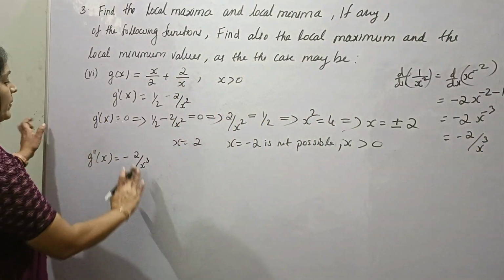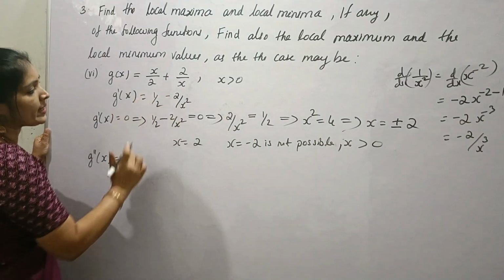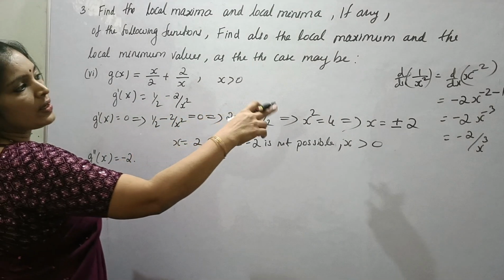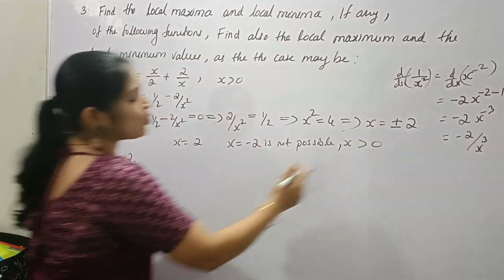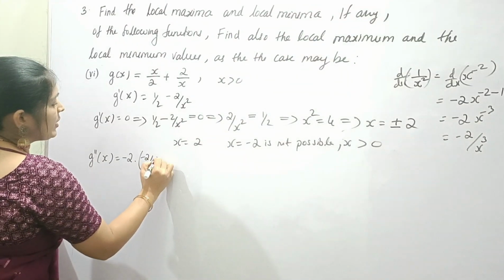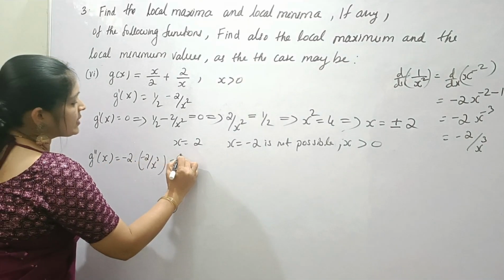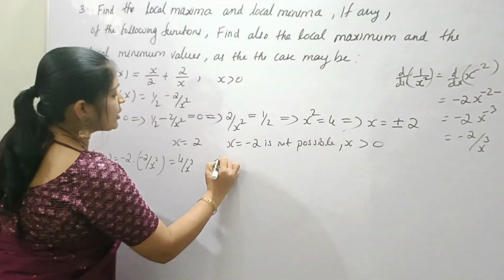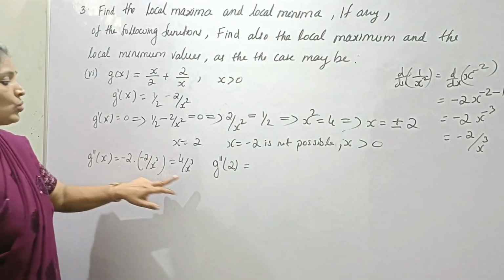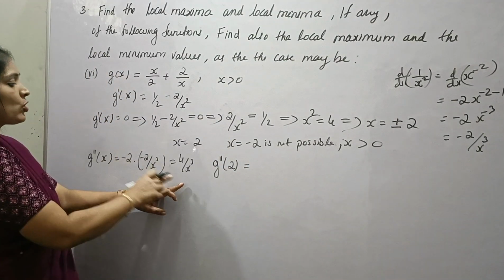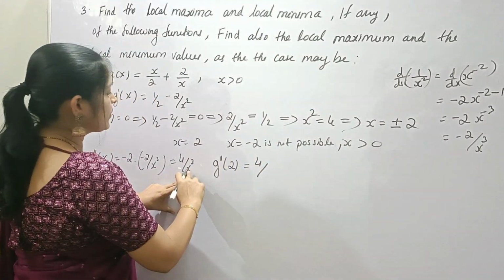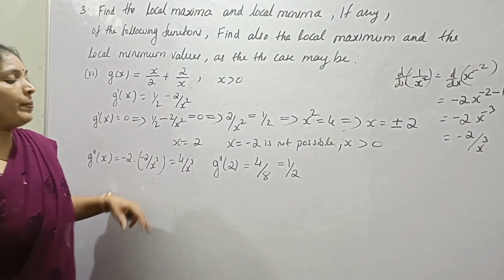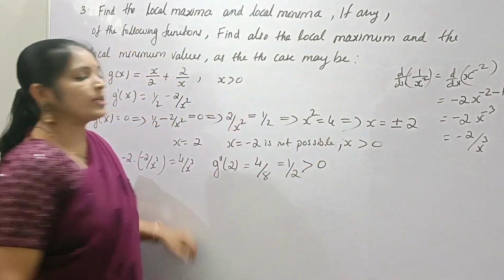Okay, so here the derivative of minus 2 by x square is minus 2 into the derivative of 1 by x square, which is minus 2 divided by x cube. So it will be minus into minus plus, so 4 by x cube. Okay, next we will find g double dash of 2. G double dash of 2, substitute x is equal to 2 in g double dash of x. So 4 divided by 2 cube is 8, that is 1 by 2. Okay, 1 by 2 is greater than 0, right?